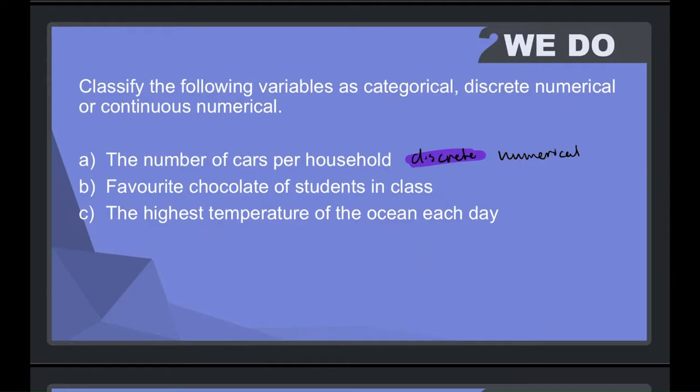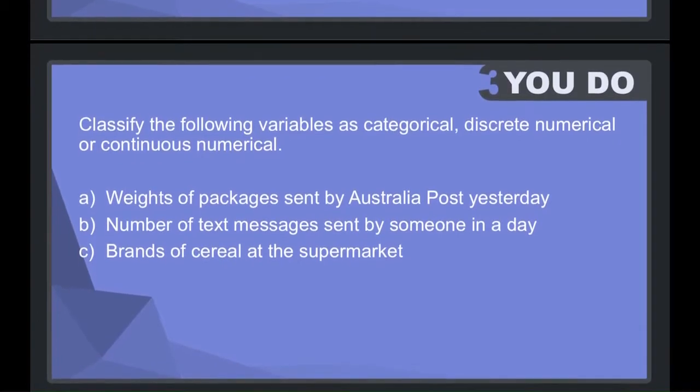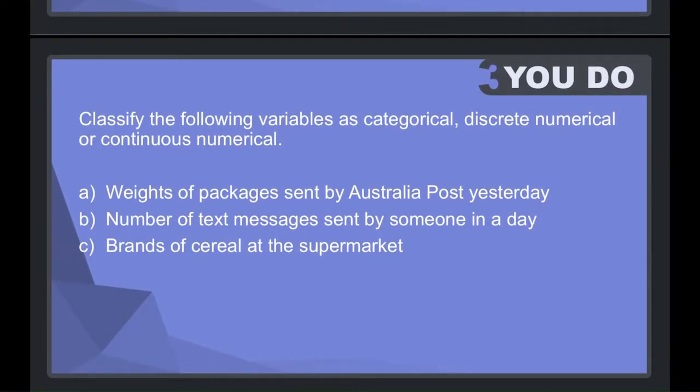Favorite chocolate of students in the class. That one is going to be categorical. Yeah, categorical, sorry. And highest temperature, we actually already had one that was temperature, which we talked about being continuous, because we don't only have whole degrees, we can also have parts of a degree as well. Okay, one more. If you didn't have a go at that one by yourself, definitely pause here and have a go at this one by yourself. I'll give you the answers in a second.